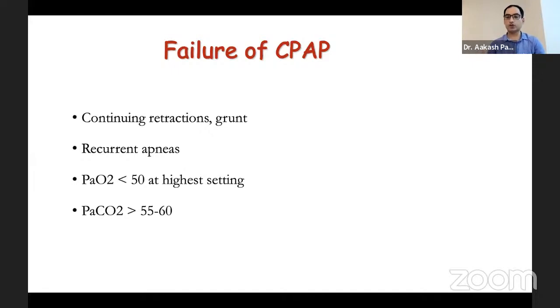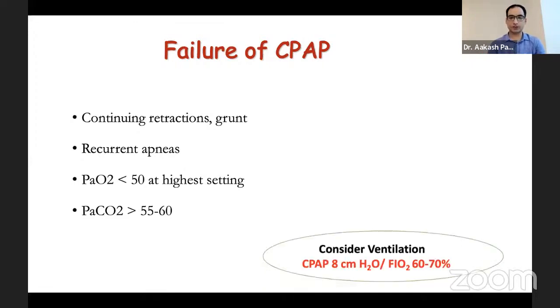However, do not forget to use surfactant in babies with RDS before jumping to mechanical ventilation.